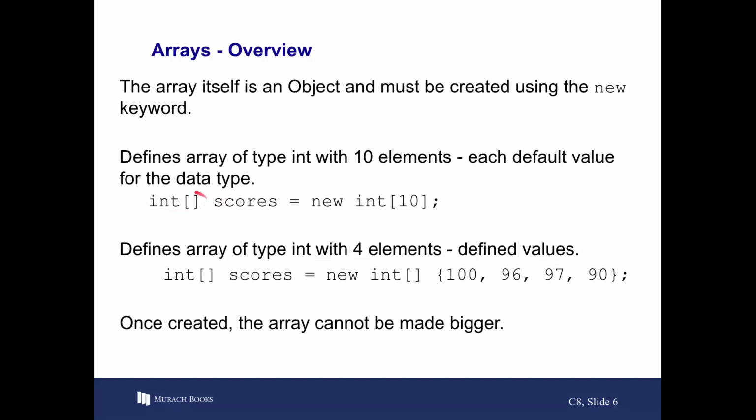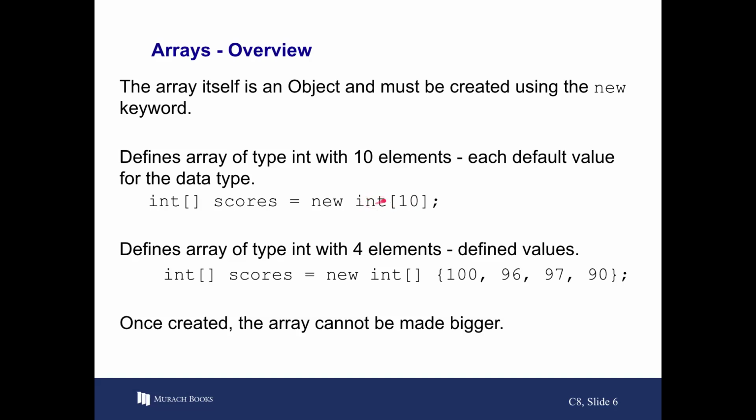This is an integer array. So we say int array. This is the data type for an integer array. Int square bracket, that's the data type for an integer array. The array name is going to be called scores, and we're going to set it to a new integer array of 10 elements. So in this case, we're creating a new array, int of 10.